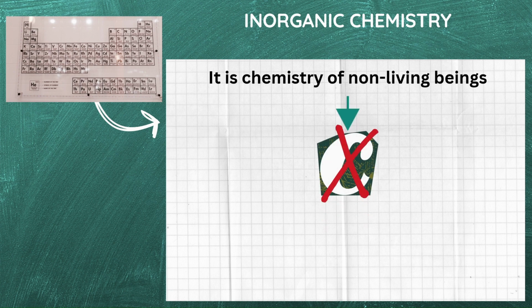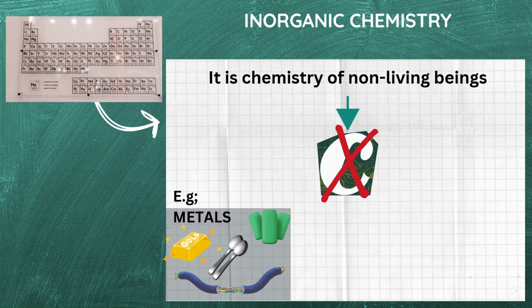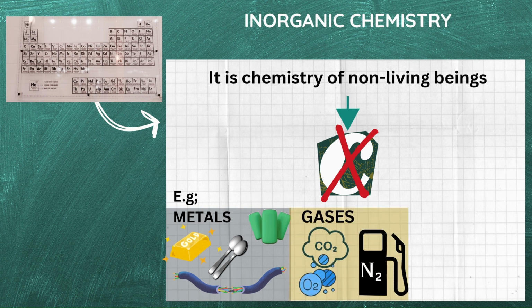Now, inorganic chemistry basically deals with all the elements and compounds that make up non-living things like metals, gases, and minerals. First up, we have metals. Metals such as bricks made up of gold, silver spoons, aluminium soda cans, and copper wires are all non-living materials that fall under the category of inorganic chemistry. Next up, we have gases. Gases like oxygen, carbon dioxide, and nitrogen are also a part of this field.